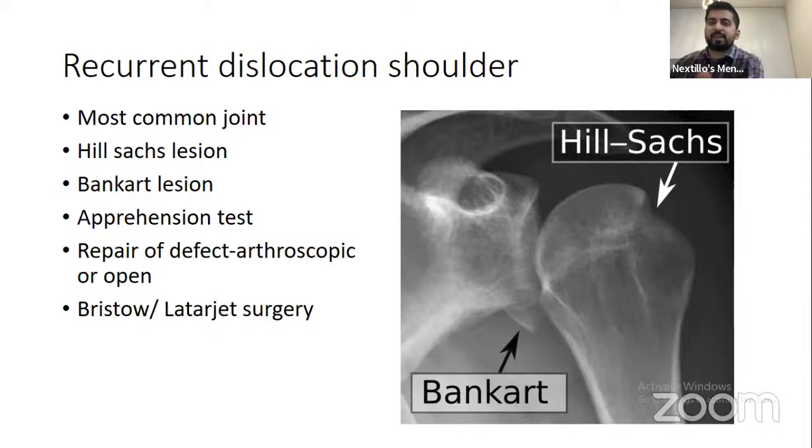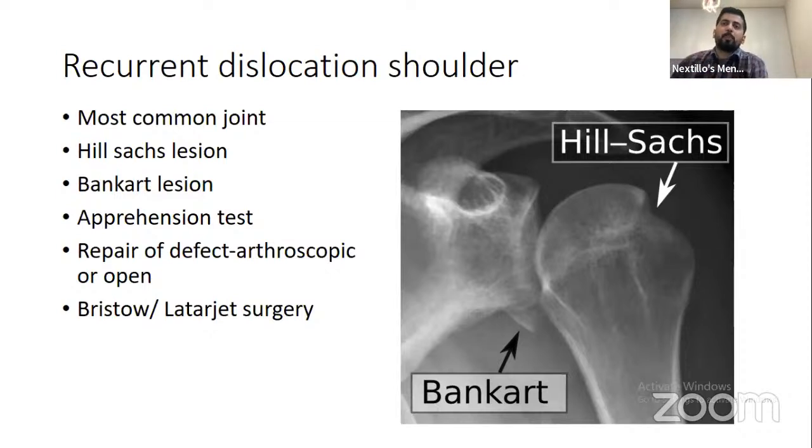Now, the apprehension test is one of the tests to look for recurrent dislocation. In this, we stabilize the shoulder of the patient and we abduct and externally rotate the shoulder till the patient does not allow you to do the test anymore, because there is this apprehension that the shoulder might pop out of the joint. This is known as the apprehension test. This is the characteristic test of recurrent dislocation.